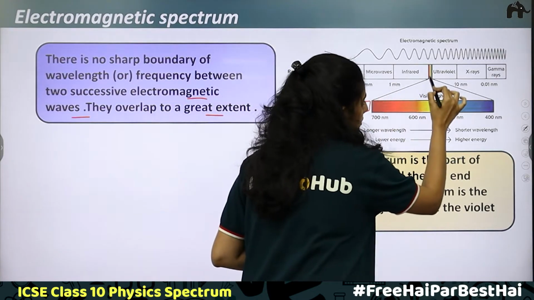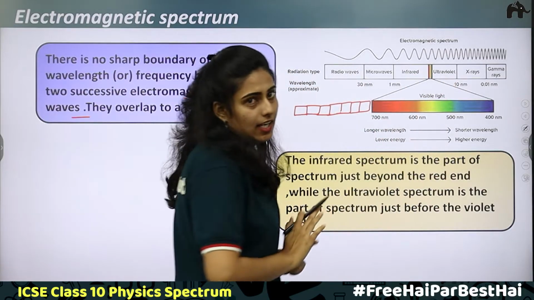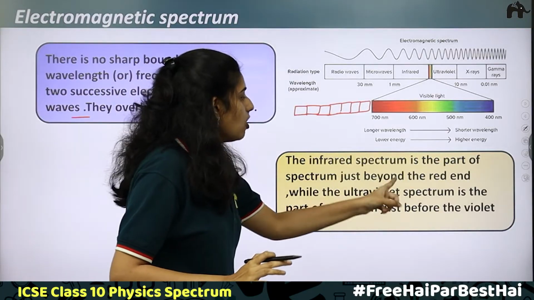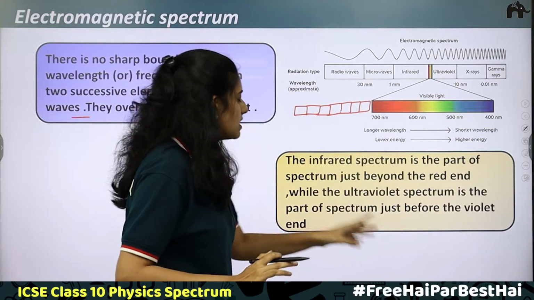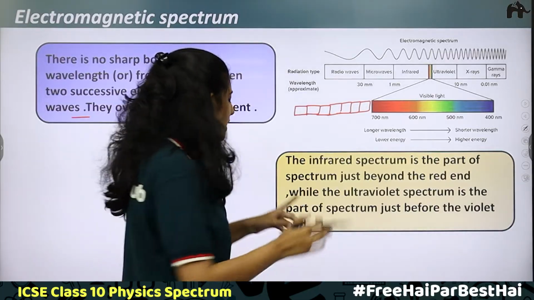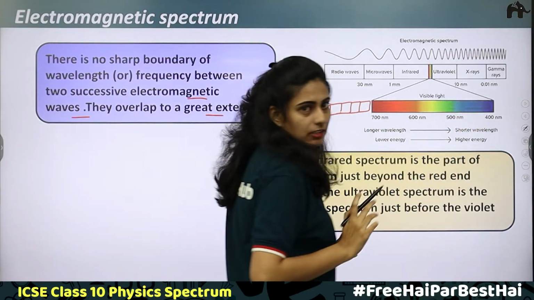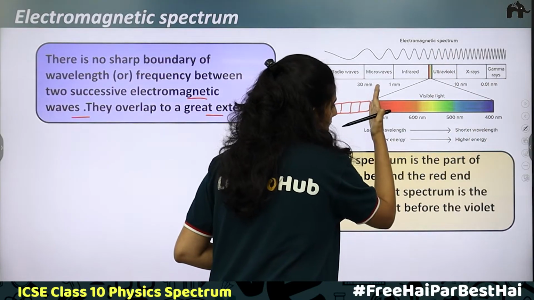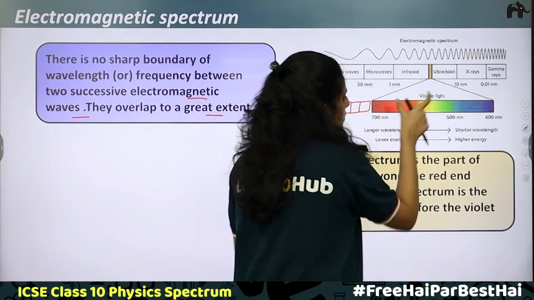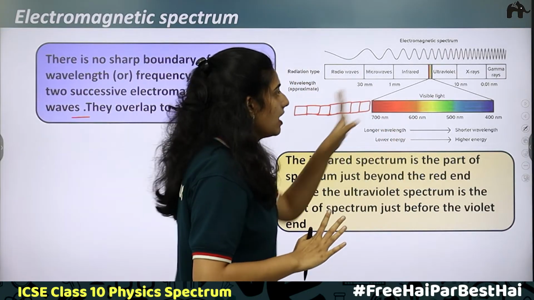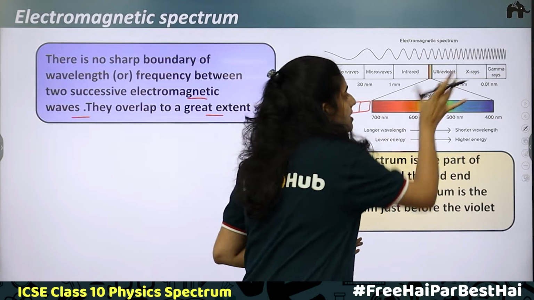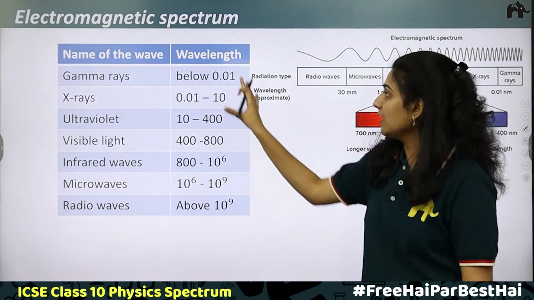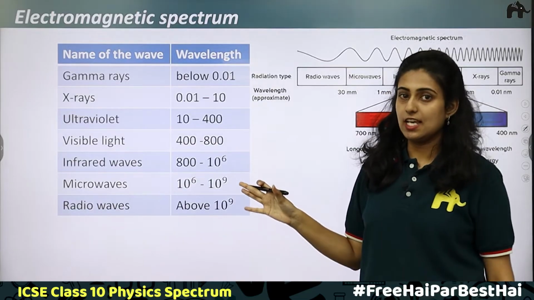Now, the infrared: just after the red color, you have the infrared radiations, and just before the violet, you have the ultraviolet radiations. The infrared spectrum is the part of the spectrum just beyond the red end, while the ultraviolet spectrum is the part just before the violet end. You can see this clearly, right? Just before violet you have ultraviolet, just after red you have infrared. So close to the visible light, on one side you have infrared radiation and on the other side ultraviolet radiations.